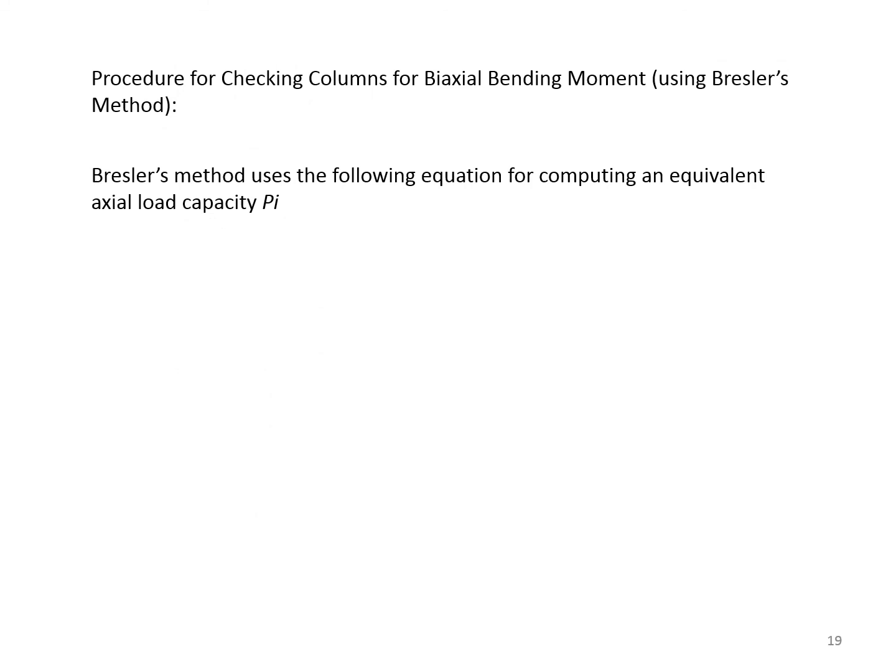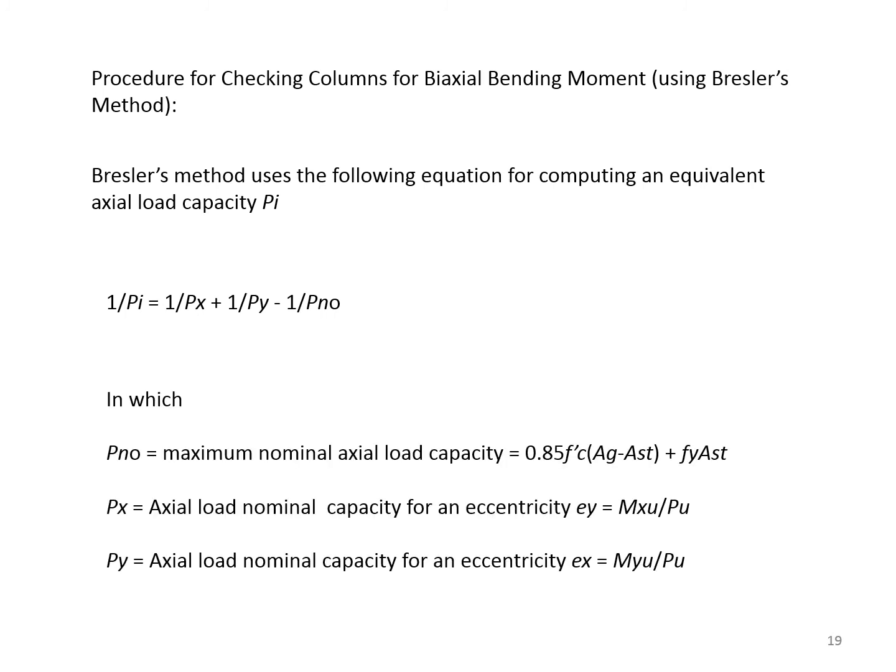Procedure for checking columns for axial bending moment using Bresler's equation. Bresler's equation uses the following equation for computing an equivalent axial load Pi. 1 over Pi is equal to 1 over Px plus 1 over Py minus 1 over Pn0. And as we explained before, Pn0 is the maximum nominal axial load capacity, which is 0.85 f prime sub c times Ag minus Ast plus Fy times Ast.